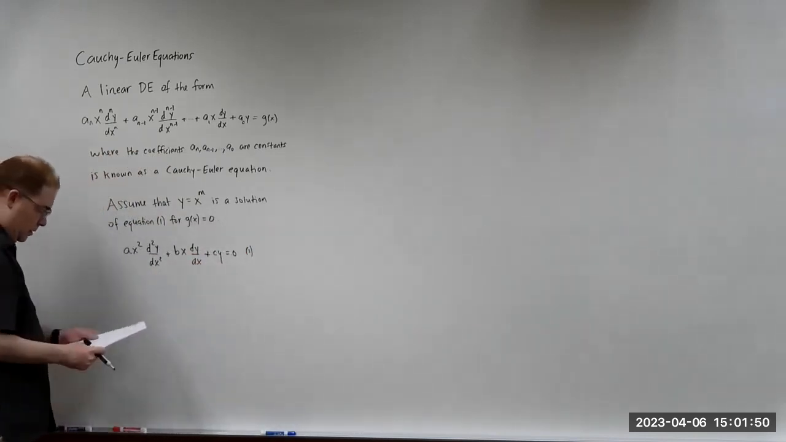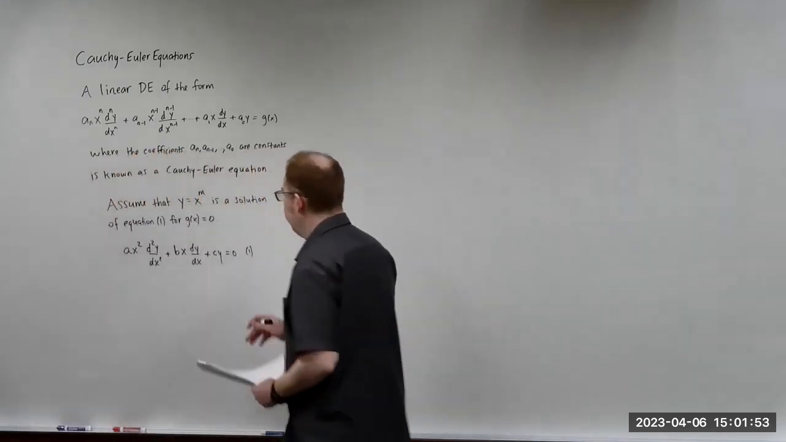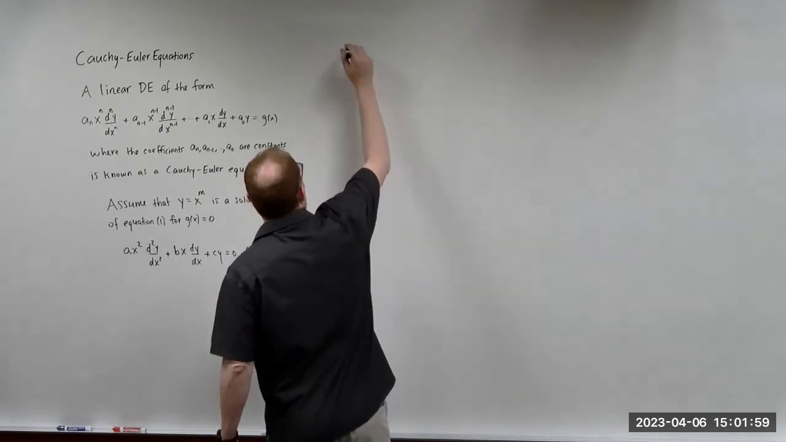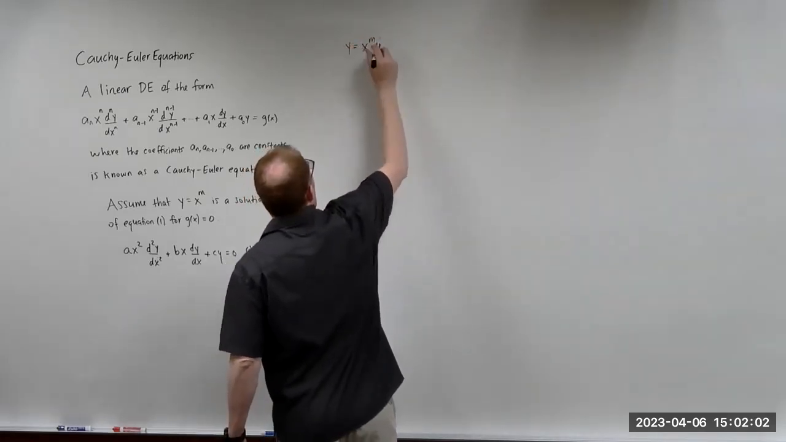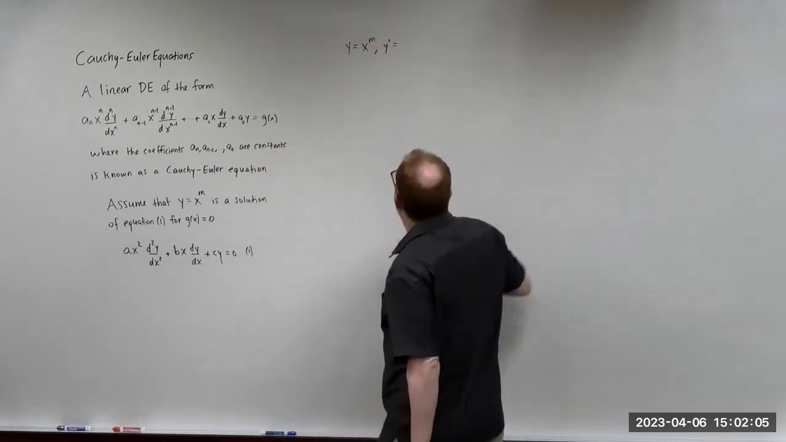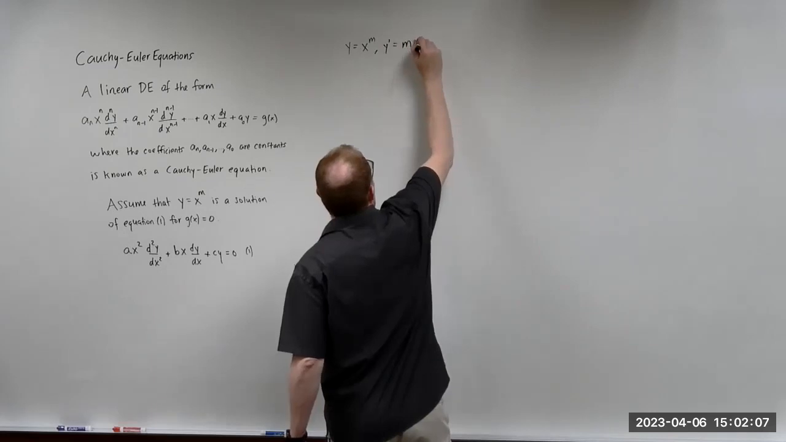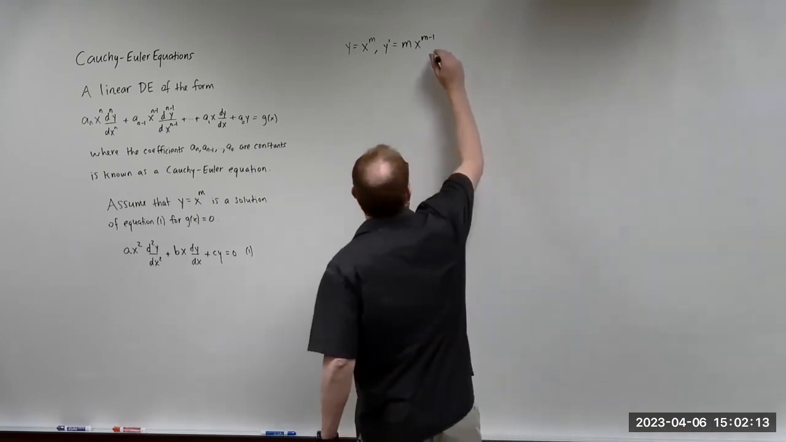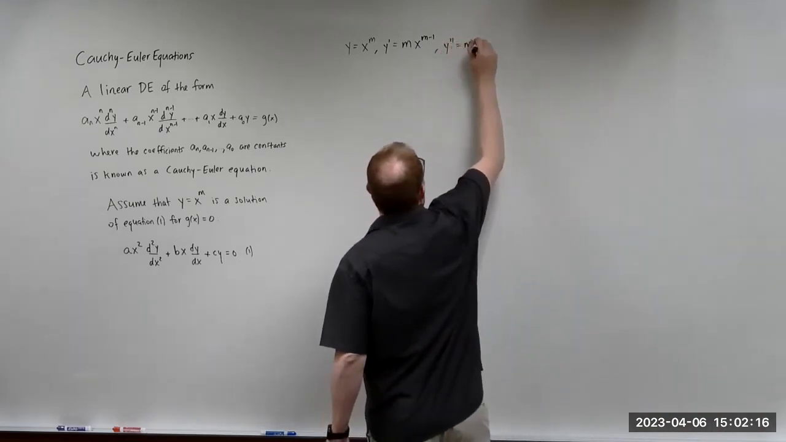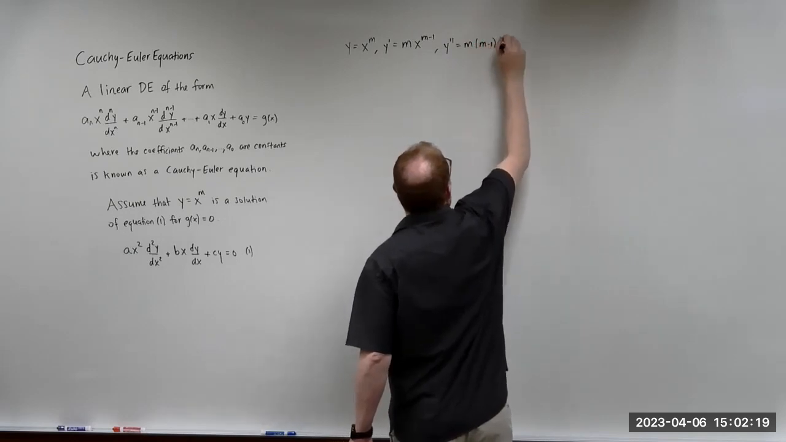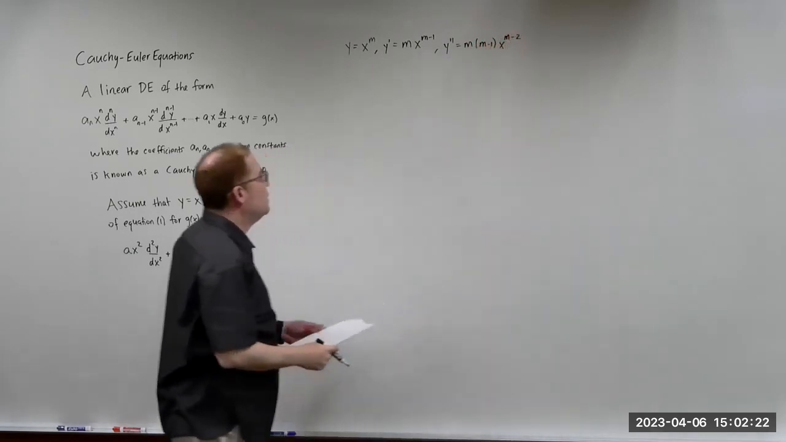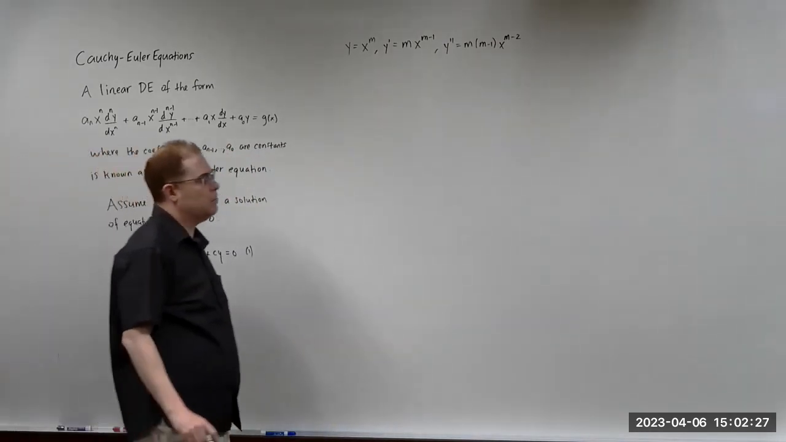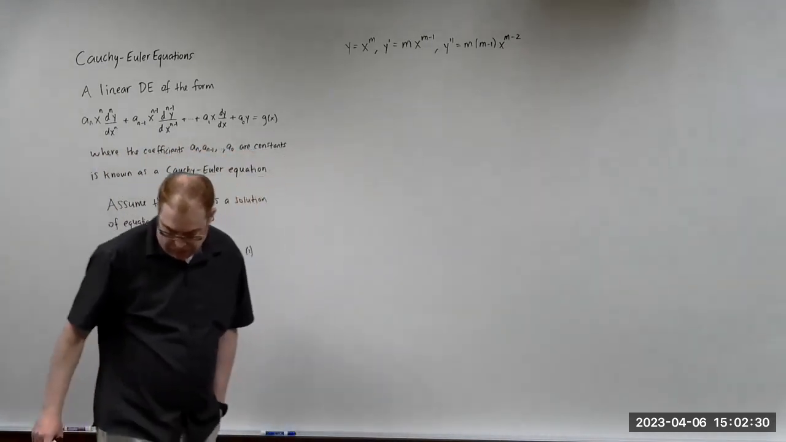Okay, so equation 1. Let's go ahead and take the first derivative of this and the second derivative. So we have y equals x to the power m. y prime is simply going to be m times x to the m minus 1, where m is just a constant here. And then y double prime, we're going to have m times m minus 1 times x to the power m minus 2. Very similar to what we did before when we first looked at homogeneous differential equations with constant coefficients.